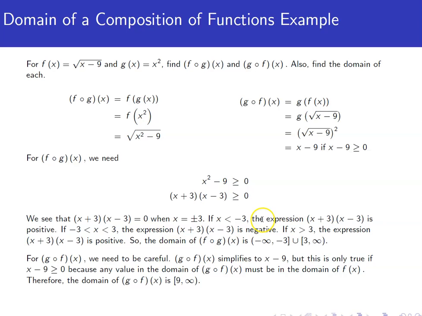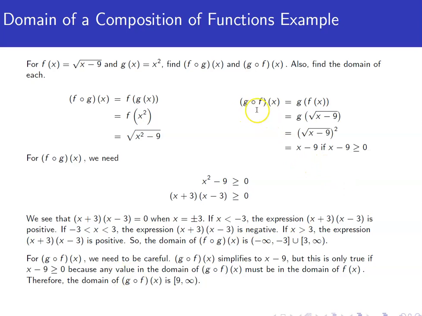If you're less than negative 3, say you plug in negative 4, then this factor would be negative and this factor would be negative, so the product of those two factors would be positive. If we plug in something between negative 3 and 3, say 0, then this factor is positive and this factor is negative, so the product is negative. If we plug in something bigger than 3, say 4, both factors are positive, so the product is positive. We're looking for the positives, so the domain will be negative infinity to negative 3, union 3 to infinity, and we include both 3 and negative 3 because it's okay if it equals 0. We just can't be negative.